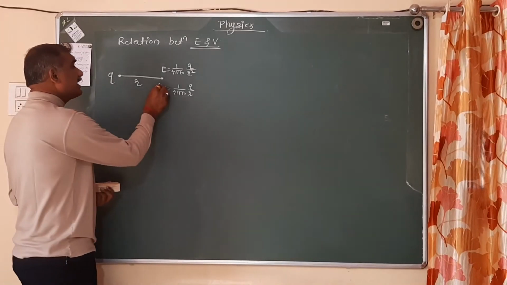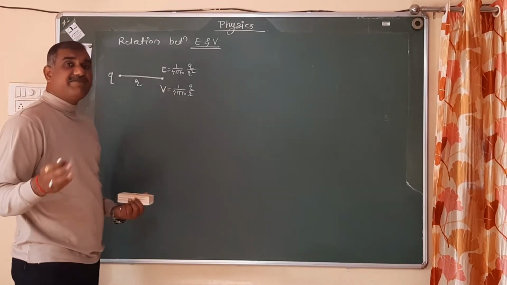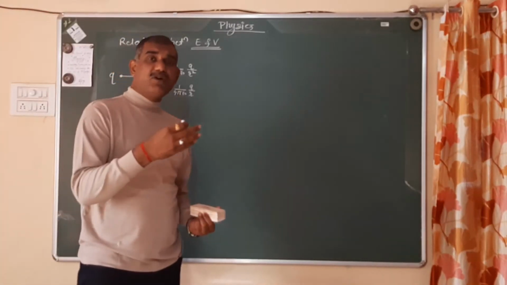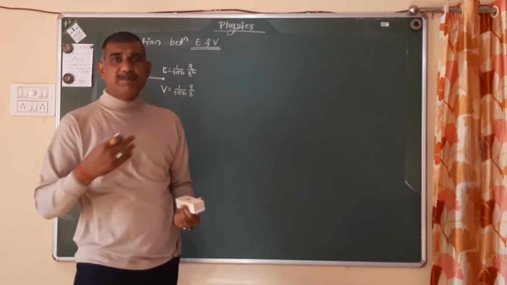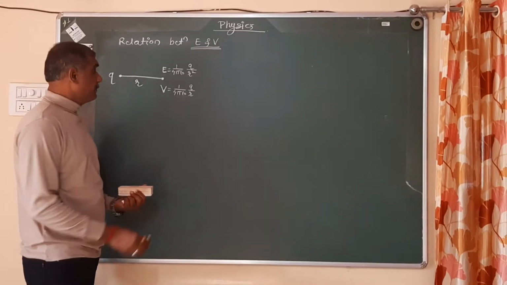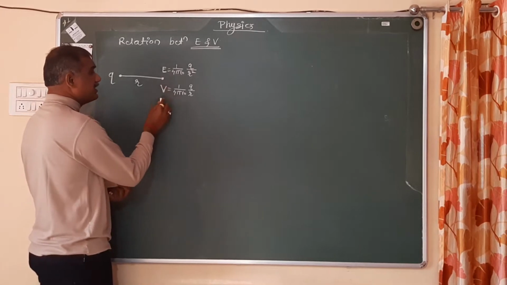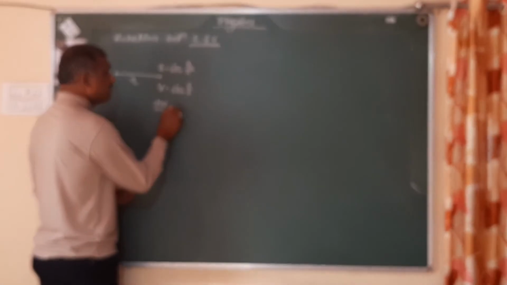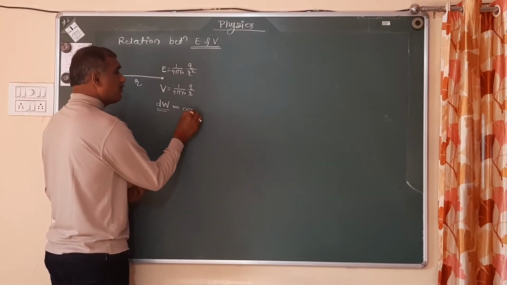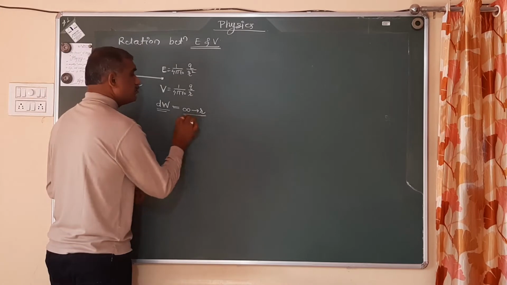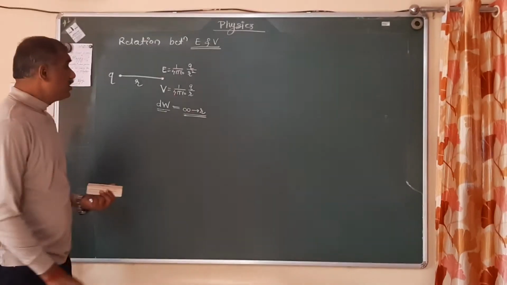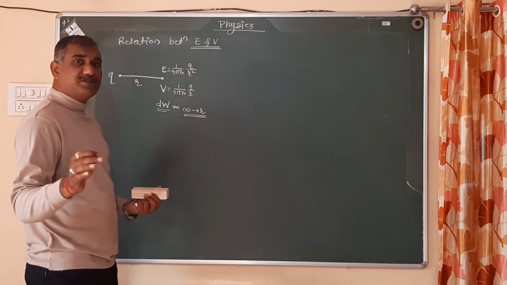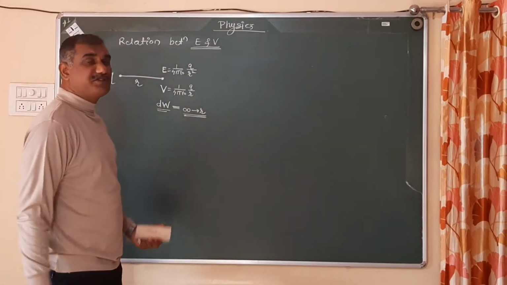Second one is electric potential. Electric potential is nothing but the amount of work done in moving 1 coulomb or unit positive charge from infinity to the point of observation. This can be written as: electric potential is the work done, dW, in moving unit positive charge from infinity to the position. You must remember that electric potential is equal to work done in moving unit positive charge from infinity to the observation point.